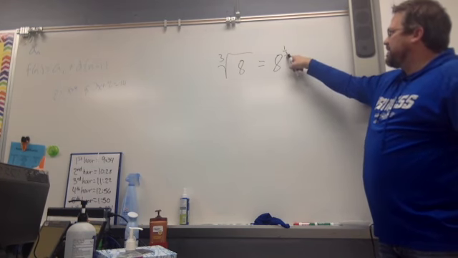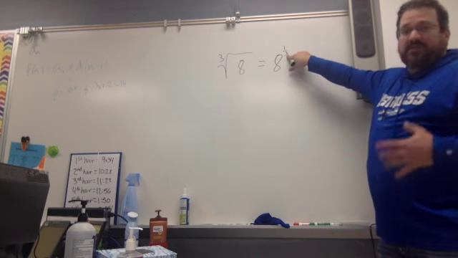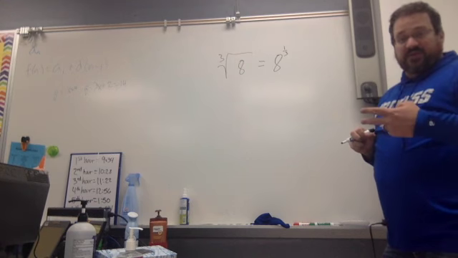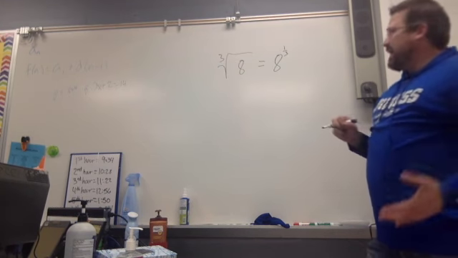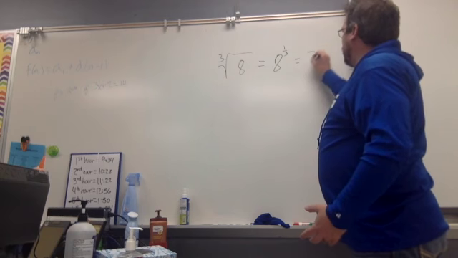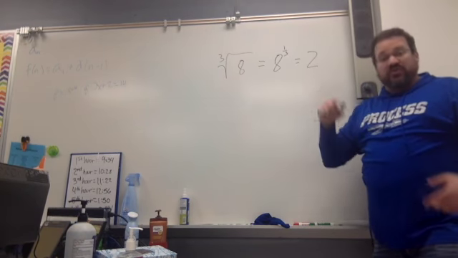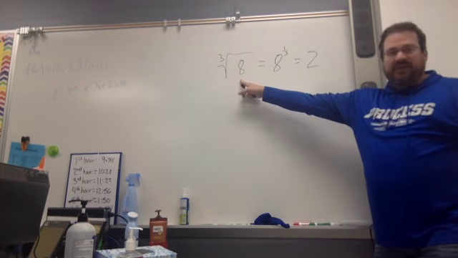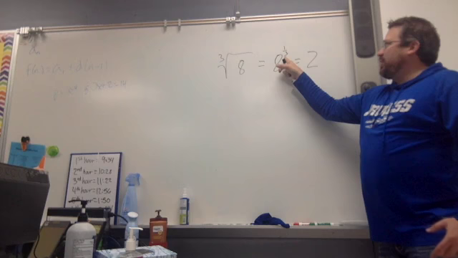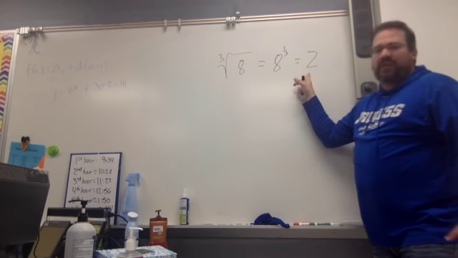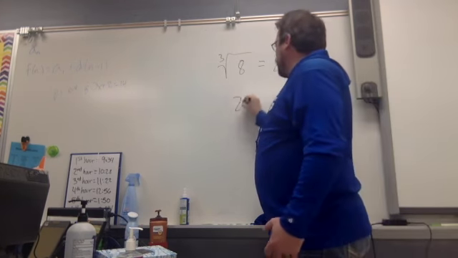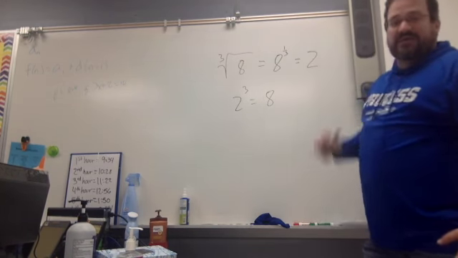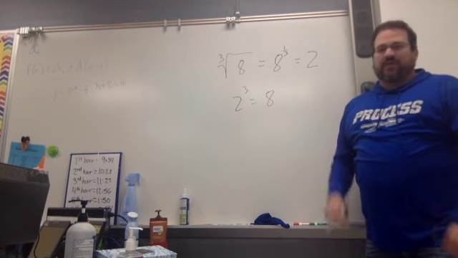All I'm doing is I'm saying, okay, I'm looking for the number multiplied times itself 3 times that gives me 8. And 2 times 2 is 4, and then 4 times 2 is 8. So the cubed root of 8 is 2, because 2 times 2 times 2, 2 multiplied by itself 3 times, gives me 8. So all I'm doing with these fractional exponents is I'm undoing an exponent that I learned about earlier. So because 2 cubed is 8, 8 to the 1/3 power is 2. It just goes back and forth.